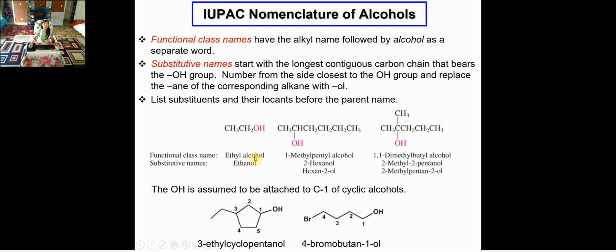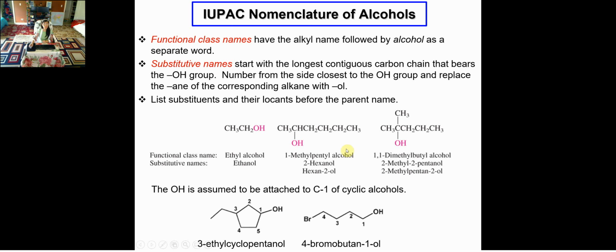Isoalcohol. The substitutive name will use ethane as your parent, changing the E to OL. So you change ethane to ethanol. In ethanol, the first carbon would be called 1-ethanol, but number 1 you don't have to name. You default it to 1.